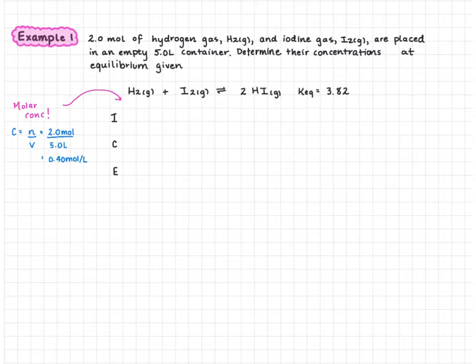We can fill that number into our ice table. So we have 0.40 moles per liter of hydrogen, 0.40 moles per liter of iodine. And we start with an empty 5 liter container, so we have 0 moles per liter of hydrogen iodide. We're given a KEQ value but no other information, so we need to get to a point where we have something to fill in for our equilibrium concentration so we can write an equilibrium expression. We're going to use our initial concentrations to look at the change in our values.